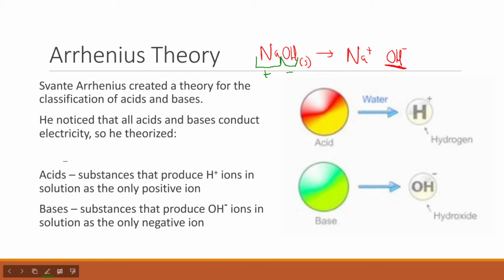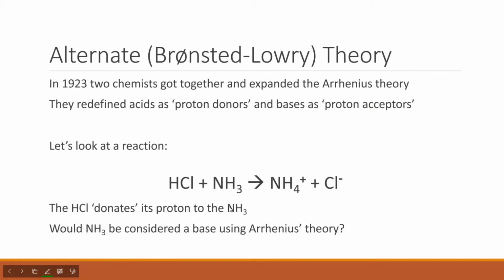So this is really going to be the way that acids and bases get quantified for a long time. It's the idea that acids make H plus and bases make OH minus. Later on, a second set of chemists come along, Bronsted and Lowry, and they say, Arrhenius, you're great, you got lots of good ideas, but I don't think your theory talks about all of the acids and all of the bases. And so they come together to make the alternate theory of acids and bases.